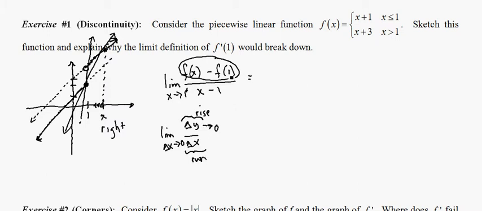But in this case, the rise would actually be going to 2 while the run was going to 0. And we just can't have a slope that way.